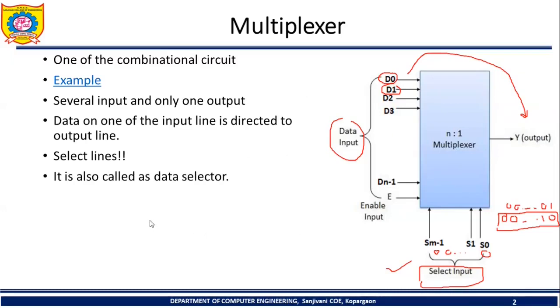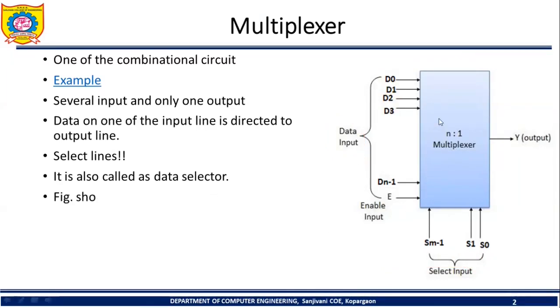So multiplexer is also called a data selector, as it is responsible for selecting one of the data, and that data will be directed to the output line. So that's why multiplexer is also called a data selector. Now in this diagram you can see a multiplexer which has a total of n input lines. These are the inputs D0 to Dn minus 1. So these are n input lines and it has one output line.